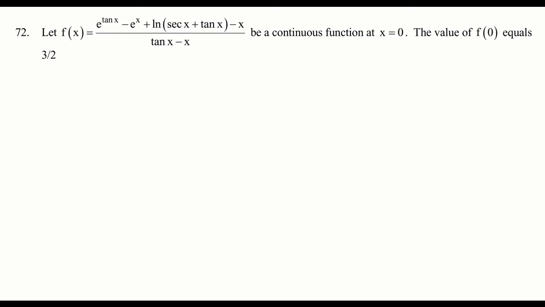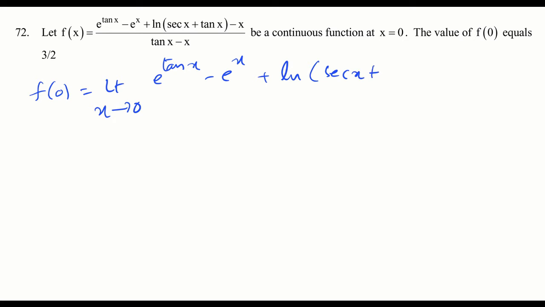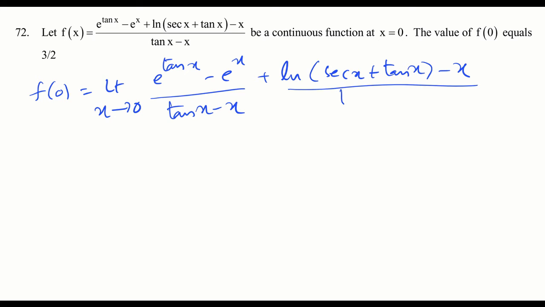In this problem, as f is continuous at x equal to 0, we have f of 0 is nothing but the limit as x tends to 0 of e power tan x minus e power x plus ln of secant x plus tan x minus x, divided by tan x minus x. So what I do is I write two separate limits like this. I'm going to show that each of these limits exists separately.